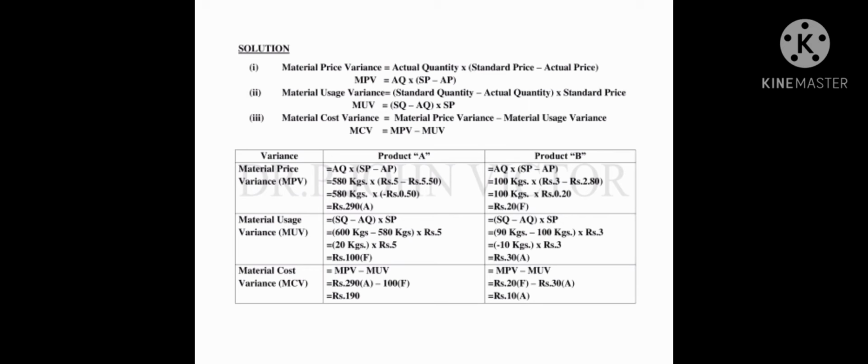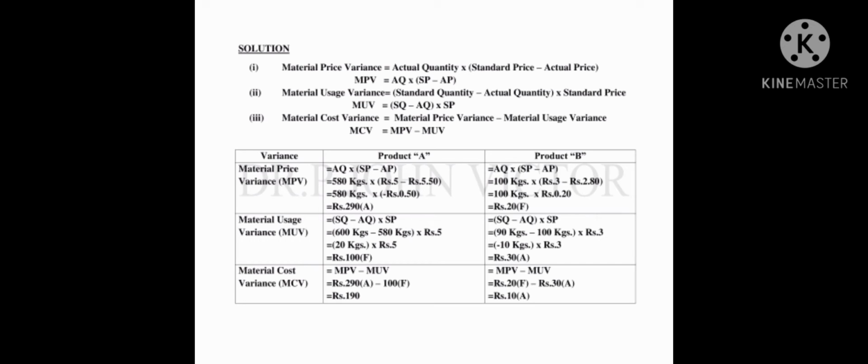The product B value is rupees 20, it is a favor value, so given as F within bracket. The next, material usage variance: standard quantity minus actual quantity in the standard price. Standard quantity is 600 kilograms, then actual quantity 580 kilograms, then standard price is rupees 5.